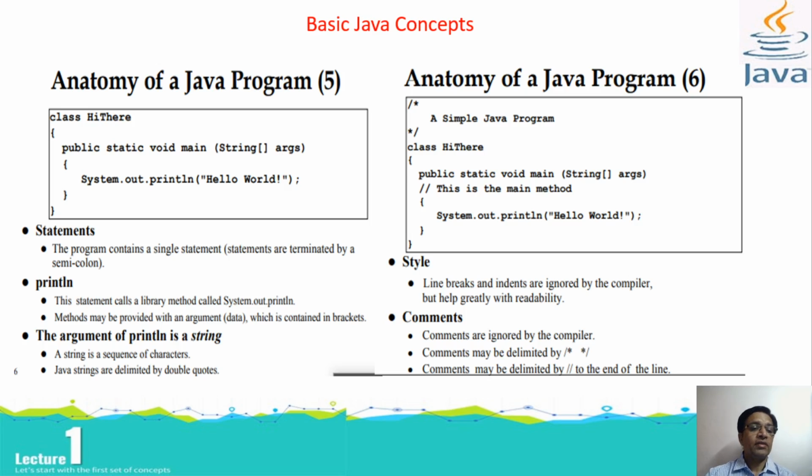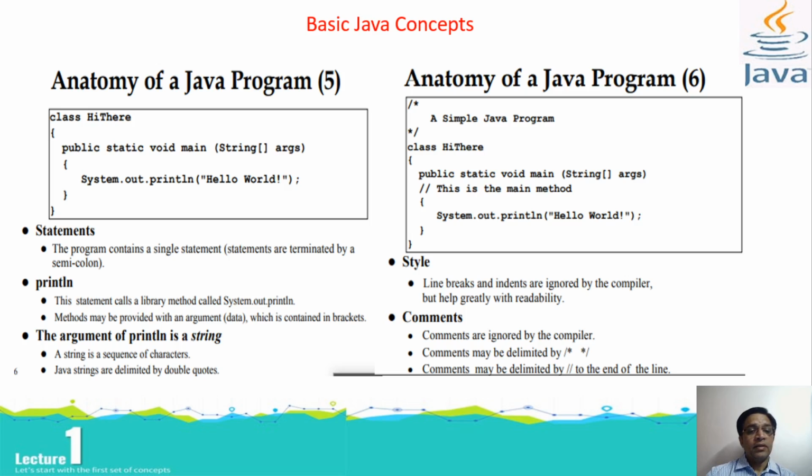Now another important thing in this slide which I want to mention is that every statement in a Java program must be terminated with a semicolon, as shown here, that is System.out.println or print, and when the statement gets complete, we terminate it with a semicolon, right?